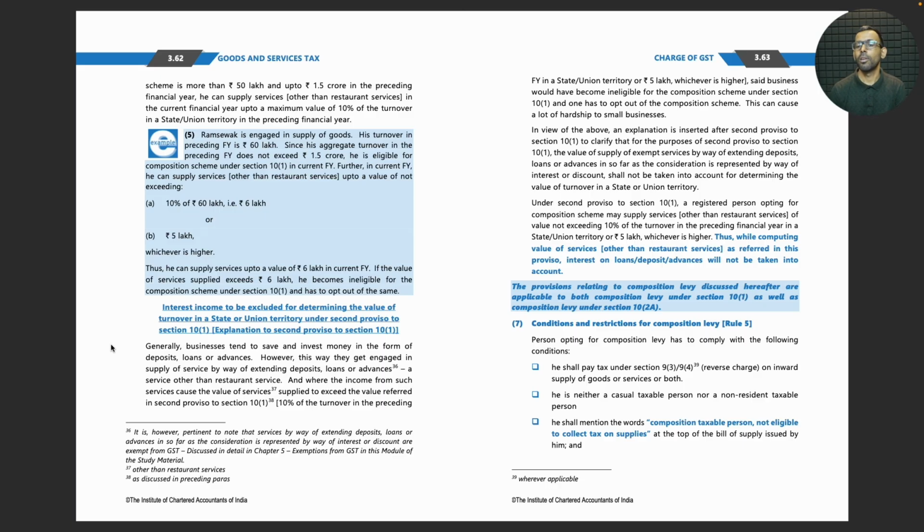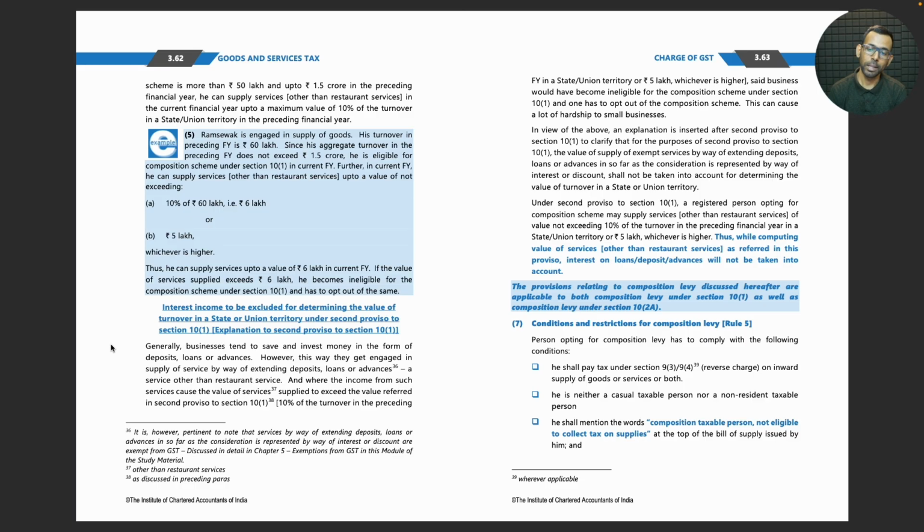This can cause a lot of hardship to small businesses. In view of the above, an explanation is inserted after second proviso to section 10 subsection 1 to clarify that for the purposes of second proviso to section 10 subsection 1, the value of supply of exempt services by way of extending deposits, loans or advances, in so far as the consideration is represented by way of interest or discount, shall not be taken into account for determining the value of turnover in a state or union territory.